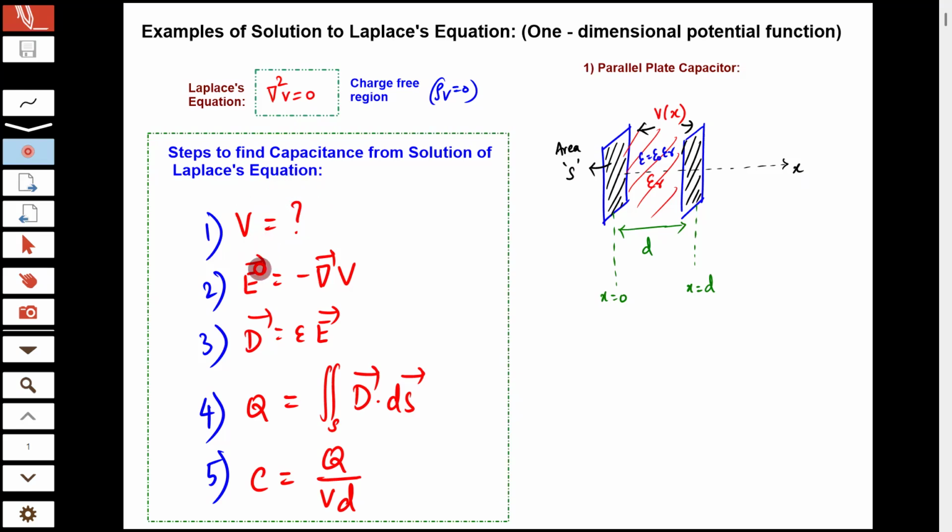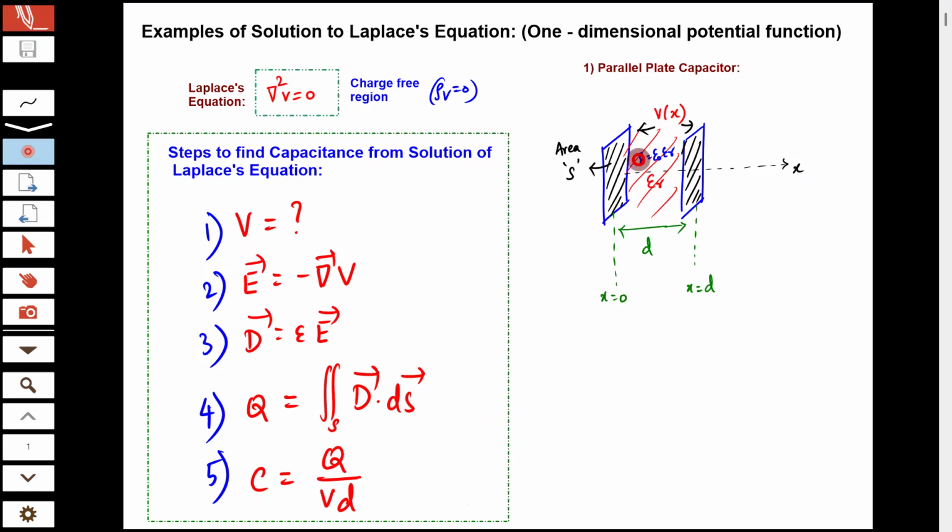After getting this potential function V, we can find electric field intensity as negative gradient of potential. And we know flux density D can be written as epsilon times E vector. And from this flux density, we can find the charge as surface integration D dot ds from Gauss law. And once we know the charge stored in either of the plates of the capacitor, we can get the capacitance as charge stored in either of the plates divided by the potential difference between the two plates. So these are the steps to get the capacitance by solving the Laplace equation.